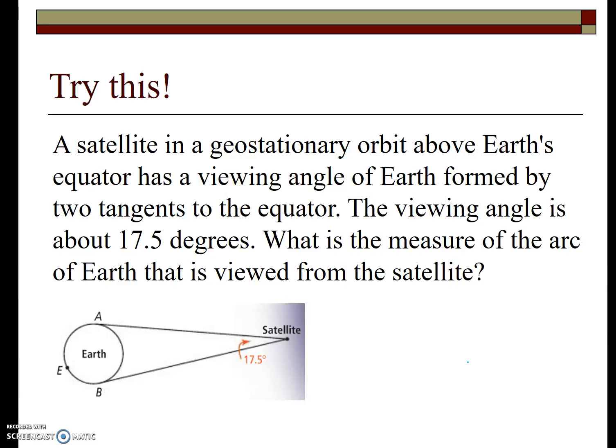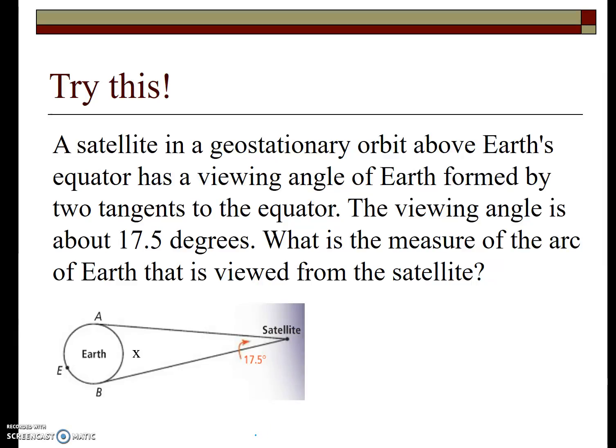Okay, hopefully you did give it an honest try here. This one is a little bit tougher. We're talking about a satellite, and it's orbiting the Earth, and we want to know what the viewing angle is. So some people are not really sure what it means by viewing angle. So if this is the satellite, it wants to know what it can see on the Earth. Well, the piece that it can see is going to be this piece right here. So that's what I'm trying to find out.